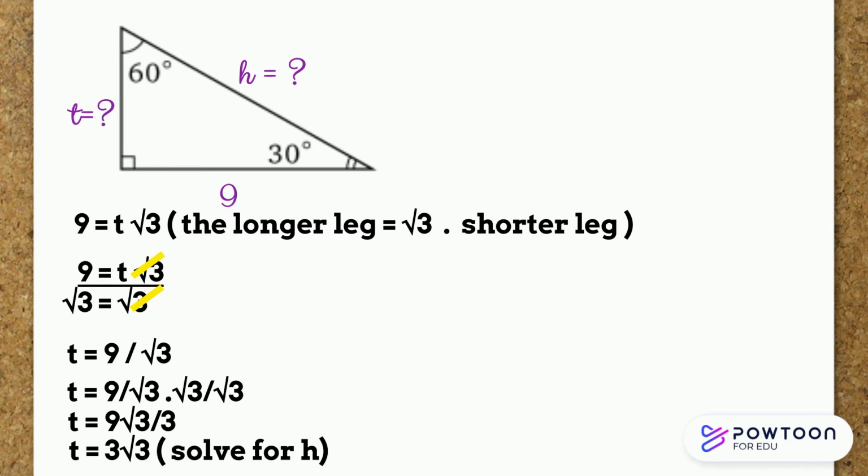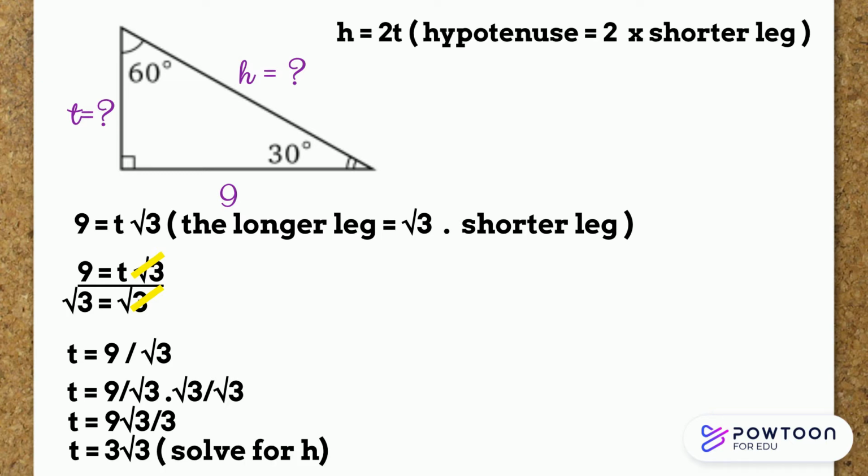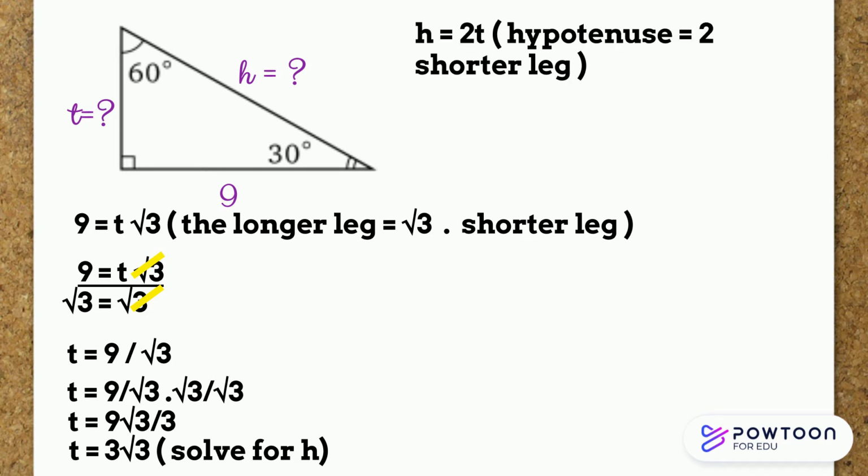Now, we are going to find the measure of the hypotenuse, so we use the formula hypotenuse equals 2 times the shorter leg, or simply, s equals 2 times t. Then, substitute the measure of the shorter leg, that is 2 times 3 square root of 3. Then simplify, 2 times 3 square root of 3 is equal to 6 square root of 3. So the measure of the hypotenuse is 6 square root of 3.